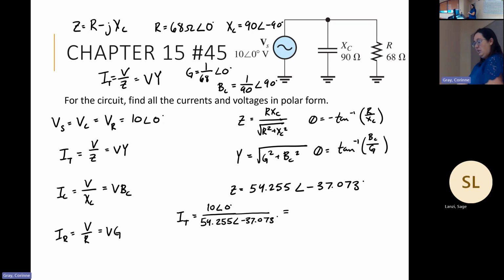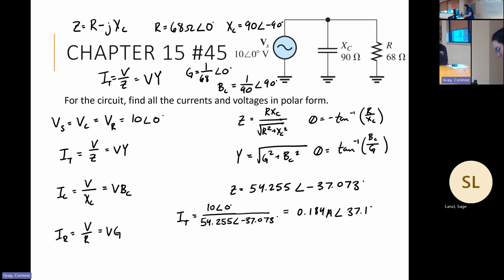For the angle, I'm going to take my 0 degrees and subtract the negative 37.073. So I have minus minus, so it becomes a plus. Assuming I did this correctly, I got 0.184, whatever the rest was, amps at an angle of 37.1 degrees. So this here is IT. That is my source value.